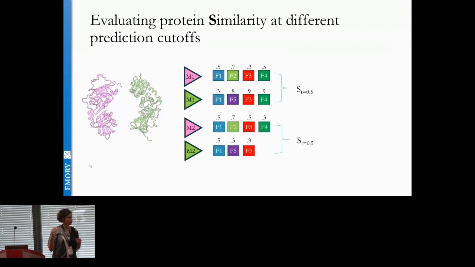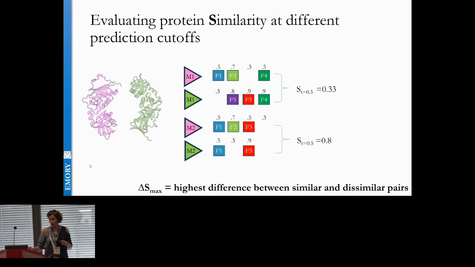Some methods don't just predict the actual yes or no label of the function. They will give you a score of the function, right? And for those of you who are users of these methods, the problem is that you need a score in order to know what is the actual prediction. So we computed the highest score by varying the thresholds for prediction. So for example, at a threshold of 5, we have some predictions that disappear, right? And we can compute the delta S in this case as well. So for all methods, we computed the highest difference between similar and dissimilar pairs.